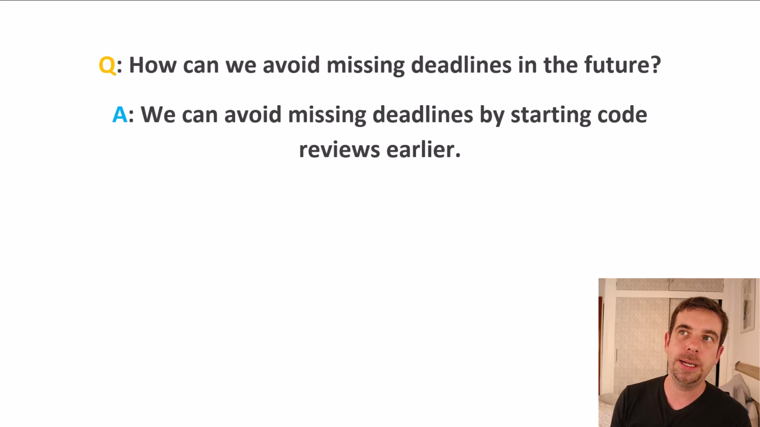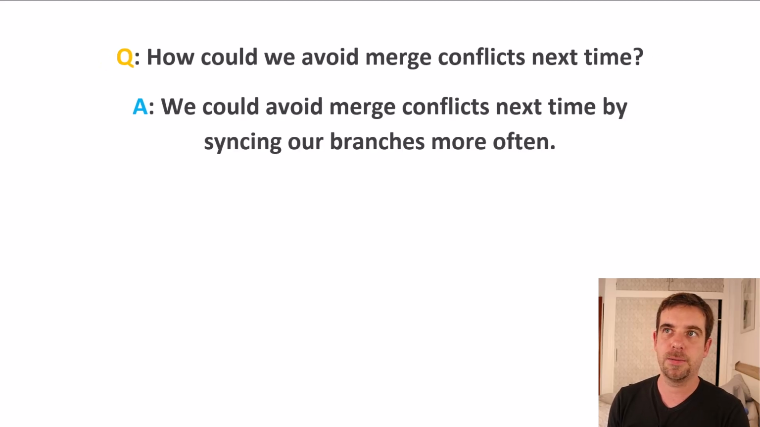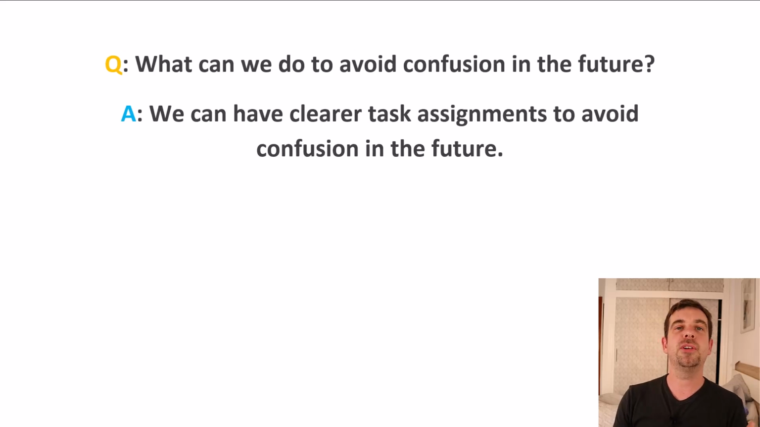Some examples. How can we avoid missing deadlines in the future? We can avoid missing deadlines by starting code reviews earlier. How could we avoid merge conflicts next time? We could avoid merge conflicts next time by syncing our branches more often. What can we do to avoid confusion in the future? We can have clearer task assignments to avoid confusion in the future.